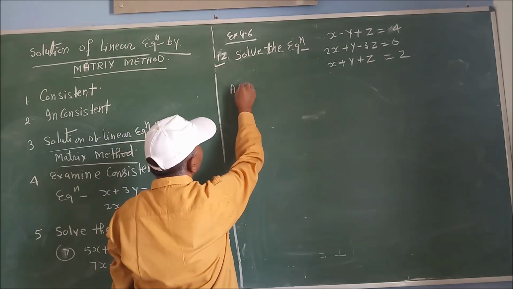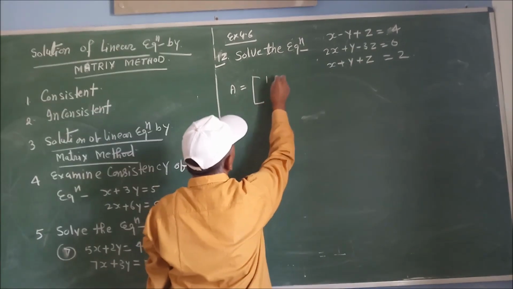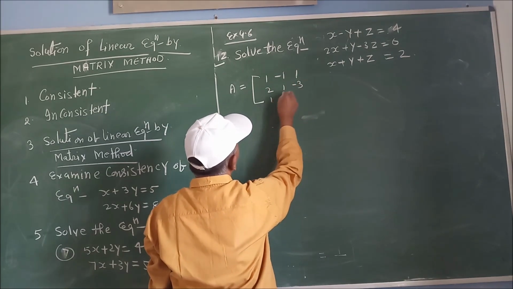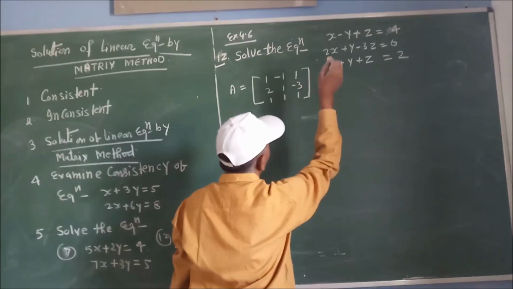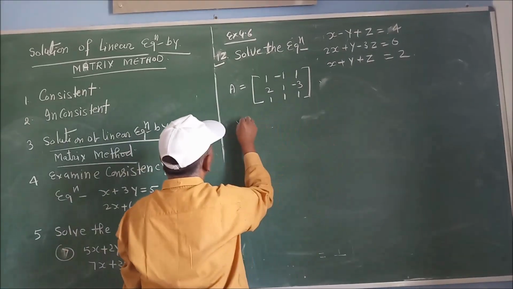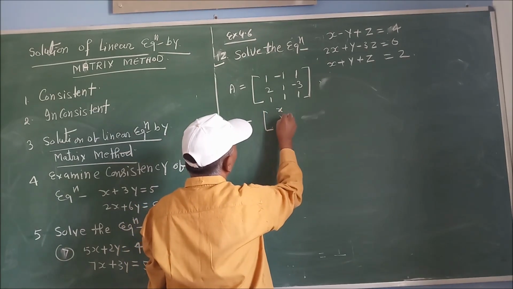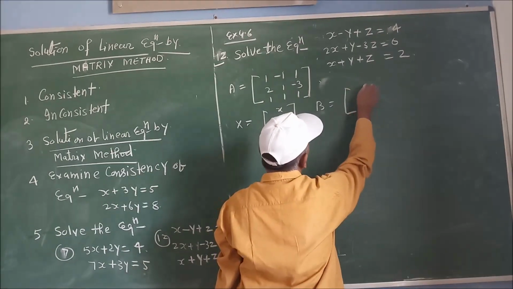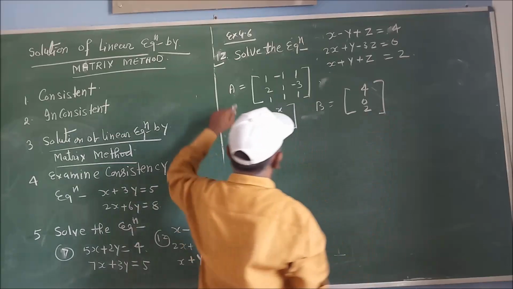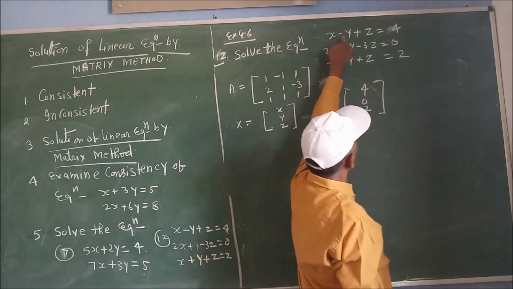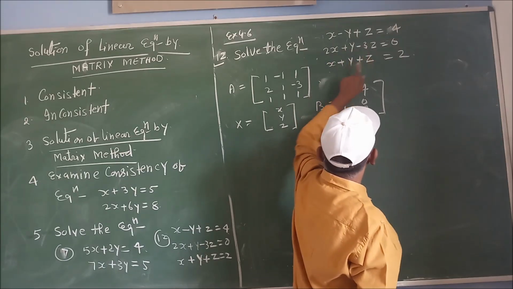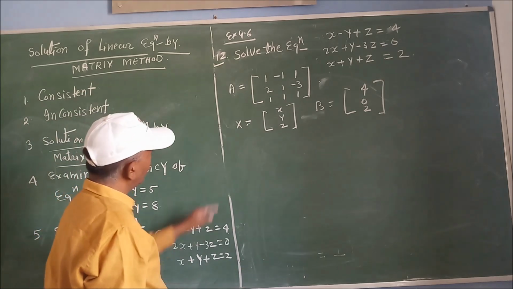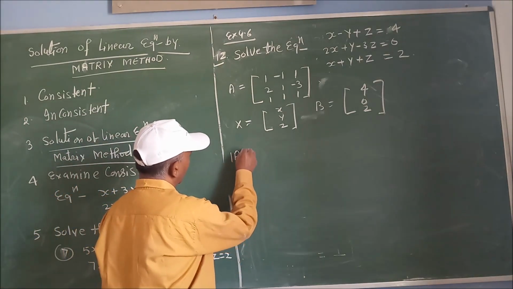So A will be equal to [1, -1, 1; 2, 1, -3; 1, 1, 1]. See, this is the value of A. X is equal to [x, y, z], and B will be equal to [4, 0, 2]. Check here, 1 minus 1 1, 2 1 minus 3, 1 1 1. That means coefficients of x, y and z. So we have to first find the value of determinant of A.